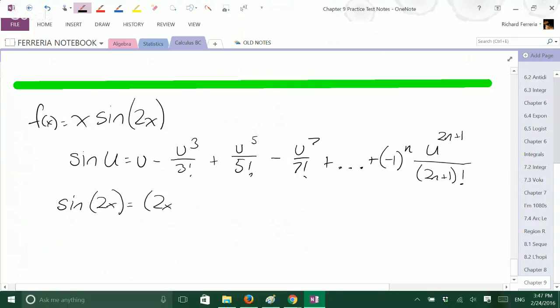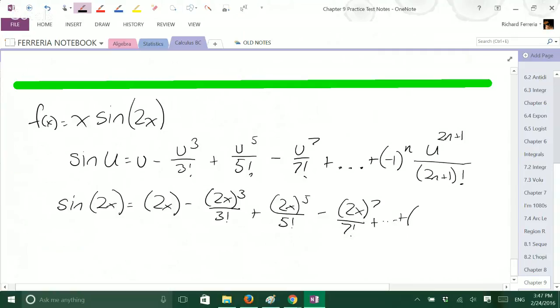So that gives us 2x minus, and let's just leave that in there for now. Did I mess up? That should be a minus now, right? Minus 2x to the 7 over 7 factorial. Again, the only thing you want to mess around with here are those u's. That's 2x to the 2n plus 1 over 2n plus 1 factorial. And that's the very first thing to work out.